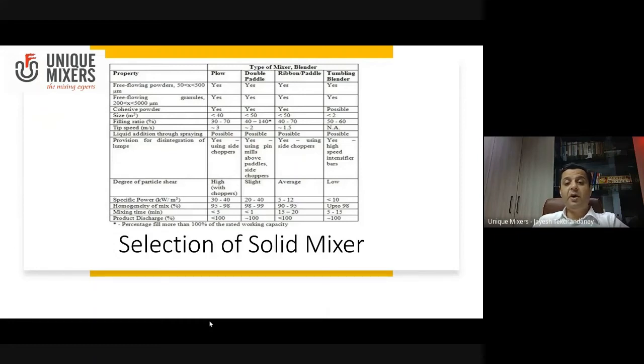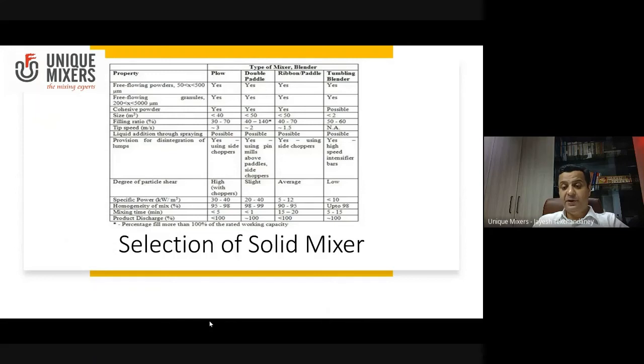Talking about the operational speeds, now the plow works at the highest operational speed, around 3 meters per second and higher than that. The ribbon generally operates at a lower speed. Now, in the case of refractory materials, the higher the speed, the higher the abrasion and the wear. And these are factors which are to be considered while designing the equipment. We talked about providing high-speed intensifier bars or lump breakers.